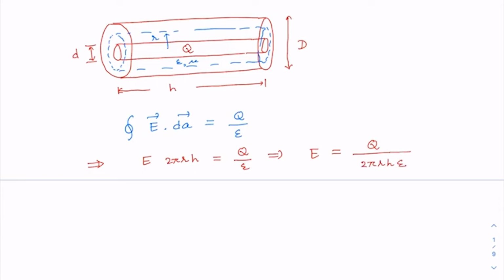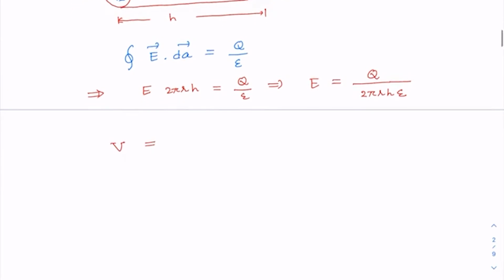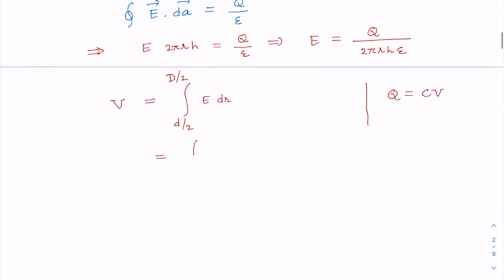Now what about the voltage difference? You just have to find out the voltage difference, because ultimately what is in my mind is to apply the formula Q equal to C into V. Thereby I will be able to find out the capacitance. So I need to know the voltage difference. The voltage difference would be the integral of E dr, going from the inner cylinder to the outer cylinder, where the inner cylinder has radius small d by 2 and the outer cylinder has radius capital D by 2.